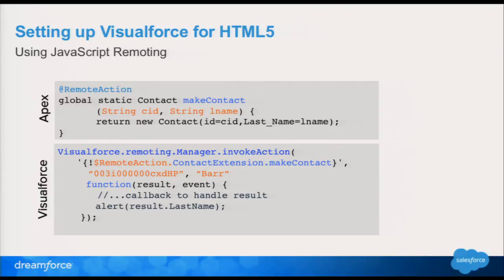This is the basic setup. What it allows us to do is take a static method up in Apex and annotate it with remote action. That static method can either be global or public. If it's public, it can't be used in a couple of places, and those are laid out in the documentation.